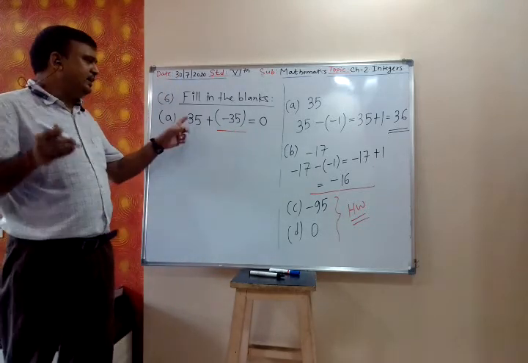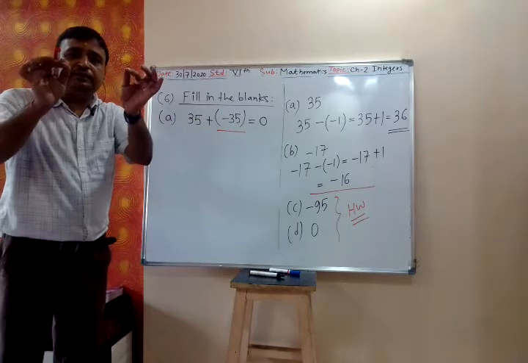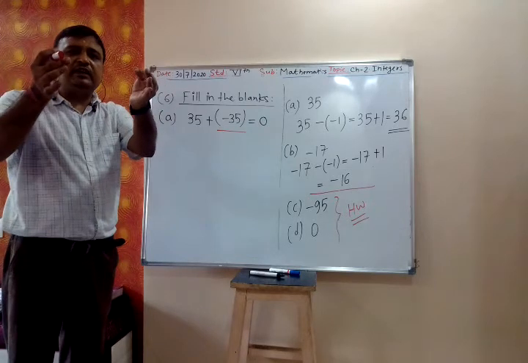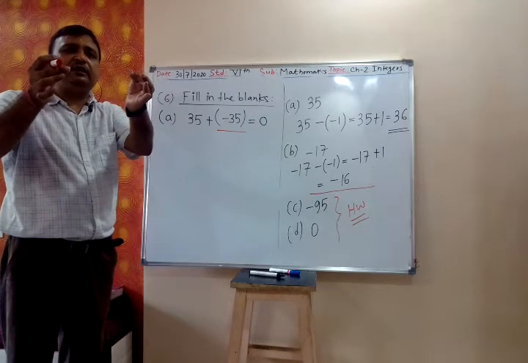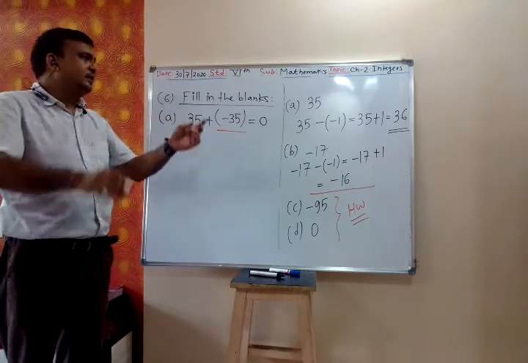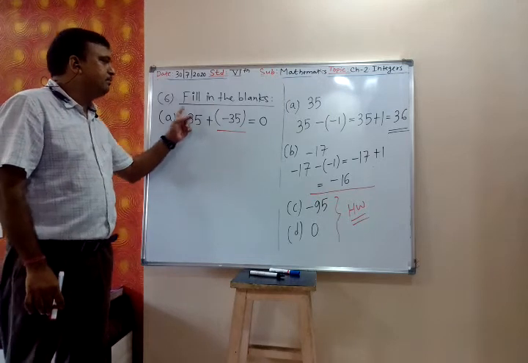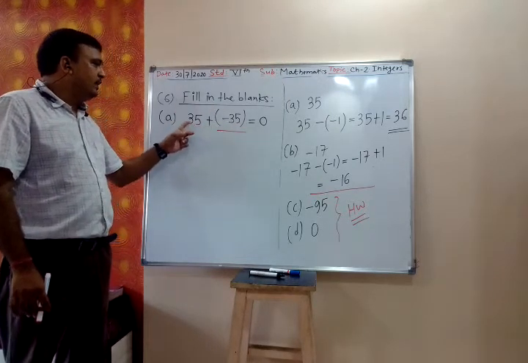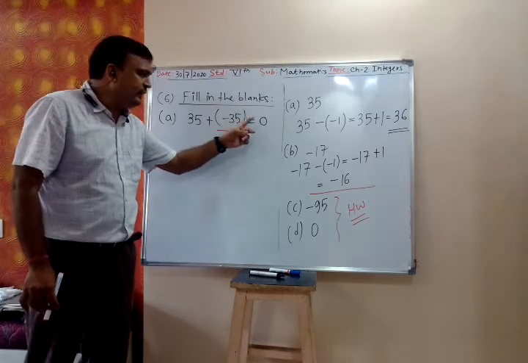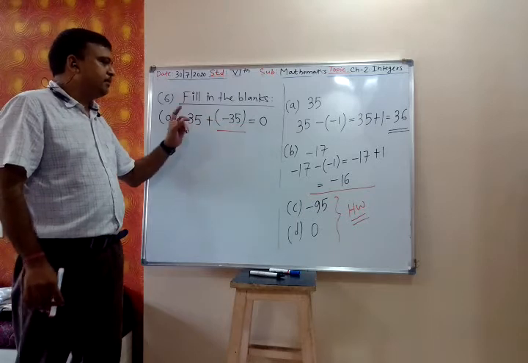What is the additive inverse of 35? Minus 35. Additive inverse means you change the sign of that number. If it is minus, you will write plus. If it is plus, you will write minus. So the additive inverse of 35 will be minus 35. Whenever any number is added to its additive inverse, it will give you the additive identity 0.